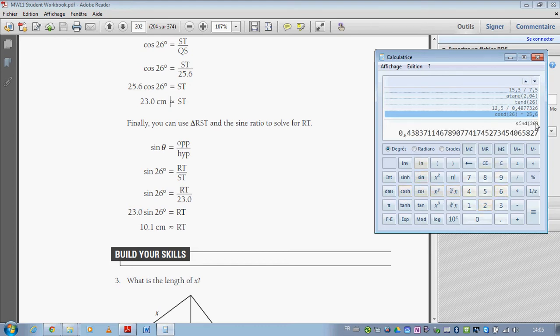Okay, so here it is. And then now, to isolate for the adjacent side, which is RT, RT is divided by 23. Well, you do the opposite of dividing by 23. You multiply by 23 to isolate that. So you also multiply the other side by 23 as well. So you get a value of about 10.1 centimeters for that adjacent side.